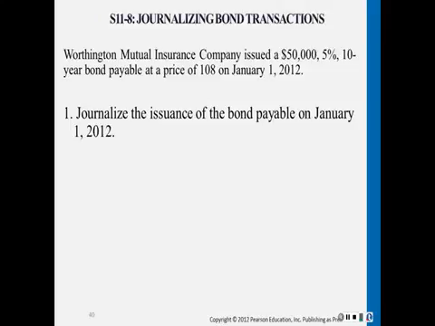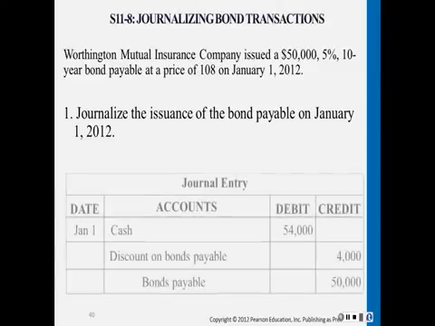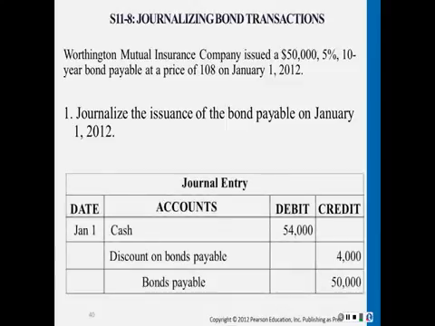Worthington Mutual Insurance Company issued a $50,000 5% 10-year bond payable at a price of $108 on January 1st, 2012. Journalize the issuance of the bond payable on January 1st, 2012. We'd have cash debit of $54,000, a discount on bonds payable credit of $4,000, and bonds payable credit of $50,000.